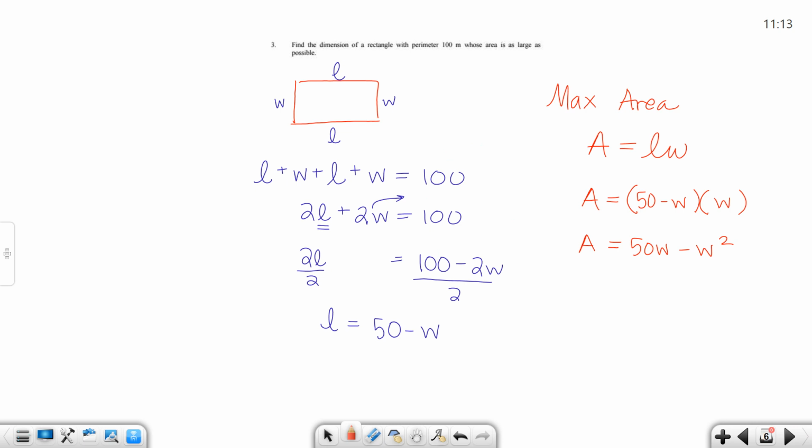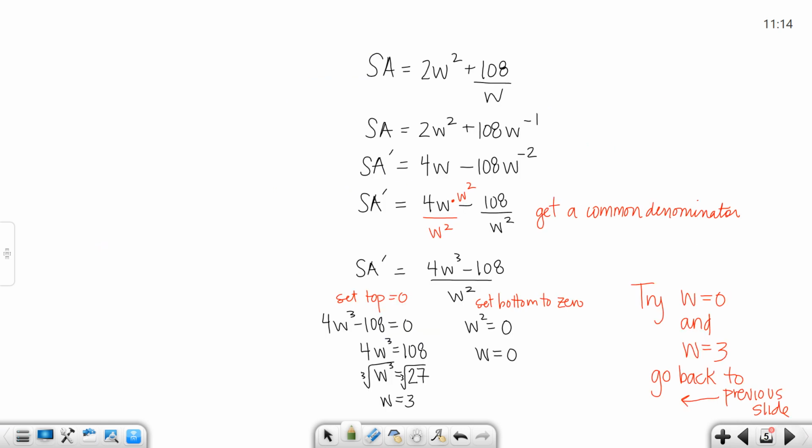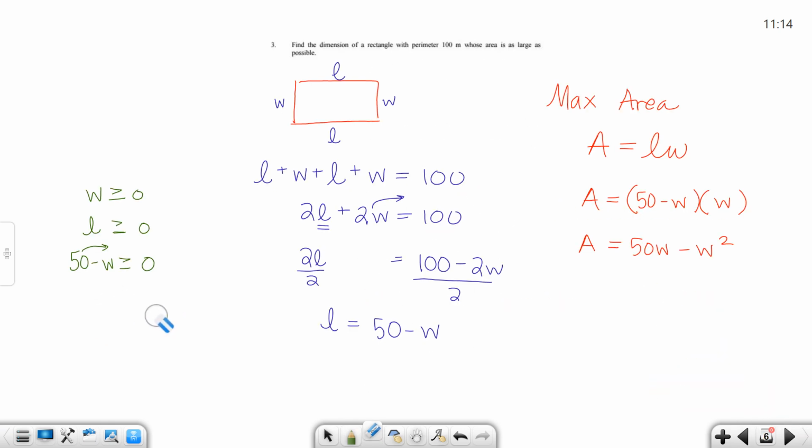Now let's look over here and find our domain. First of all, when we're talking about width, the width has to be positive. I also know the length has to be positive. So that means that 50 minus W has to be positive. If I move the 50 over, negative W has to be greater than or equal to negative 50. I'll divide both sides by negative 1, and when I divide by a negative, my sign flips. So W has to be less than or equal to 50.